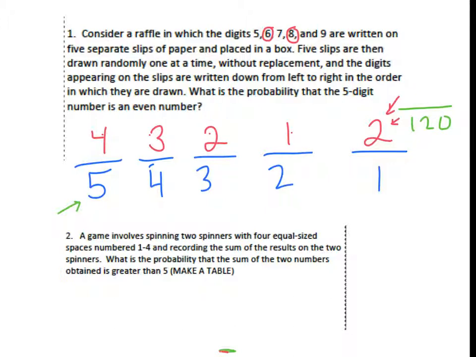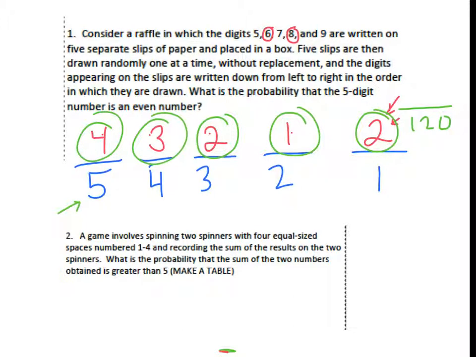And so if we multiply these, you've got 4 times 3 is 12, times 2 is 24, times 1 is 24, times 2 is 48. So that's 48 out of 120. And 48 out of 120 simplifies to 4/10, or 0.4. And that's the probability that the digit would be an even number.